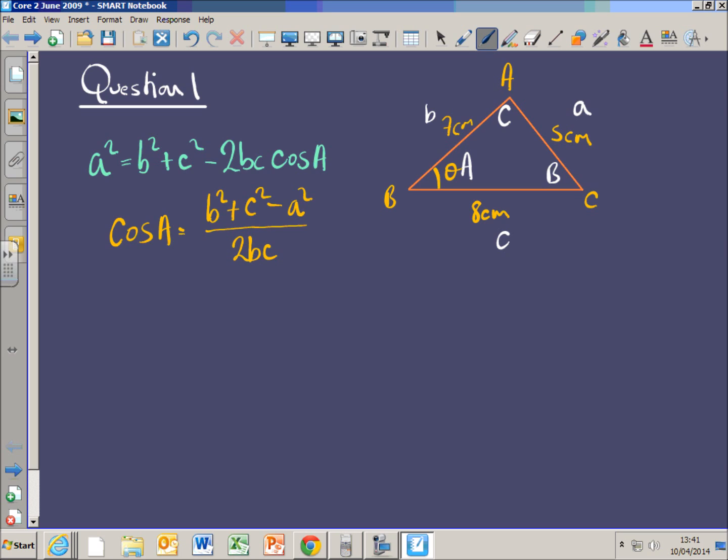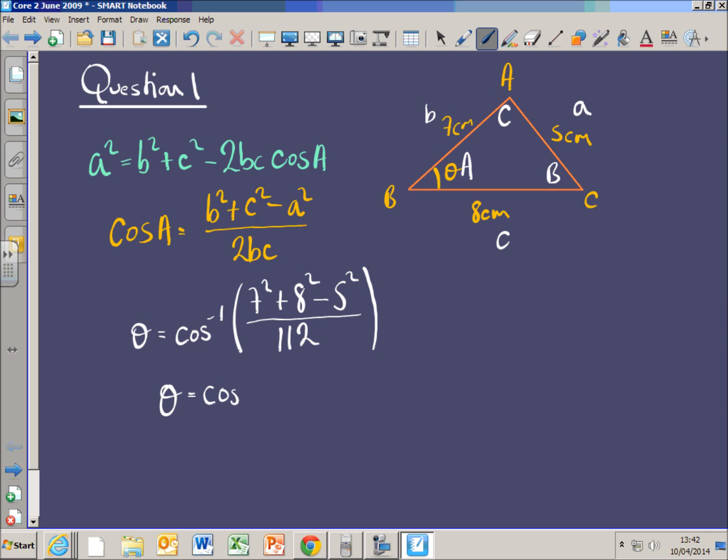And so now I'm just going to put in the values, okay? So the theta value that we want is going to be cos to the minus 1, the inverse cos function. What was b? B was 7, so it's going to be 7 squared plus 8 squared, take away 5 squared, all divided by 2bc. Well, that's 2 times 7 times 8. 7 times 8, what's that, 56? And then times it by 2, is that 112? Wow, I'm getting good. Okay, so it's theta. And what do we need our calculators in, radians or degrees? Degrees. Okay, so 7 squared is 49, 8 squared is 64, and that's take away 25, and it's all over 112.